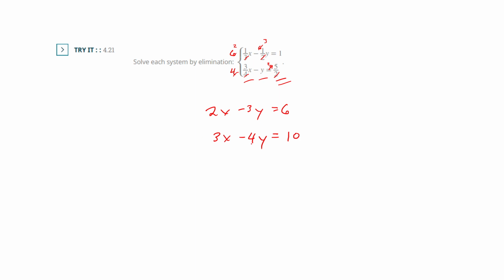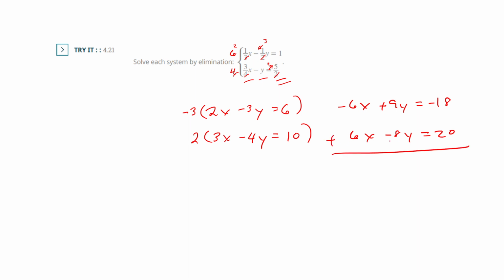Now there's multiple ways you could do this, but what I'm going to do is choose negative 3 on this one and 2 on this one. I'm going to set up so the x's drop out here. Now negative 3 going through here, I get negative 6x plus 9y equals negative 18. That's 6x minus 8y equals 20. Okay, a big addition problem here, and I'm left with 1y equals 2, so that's what y is.